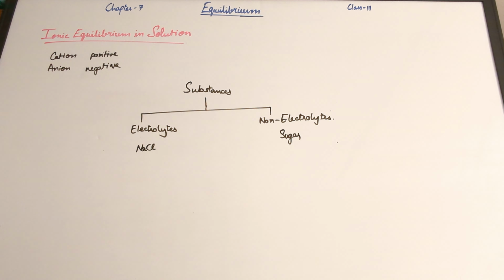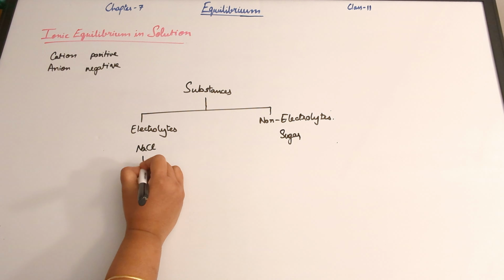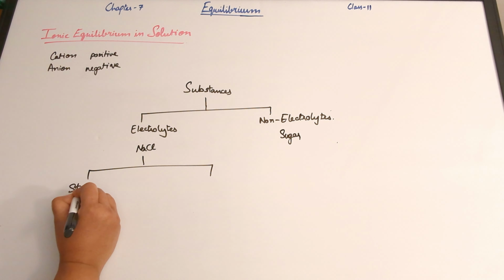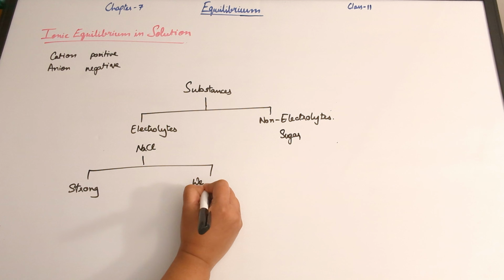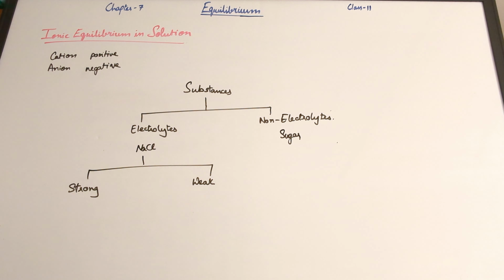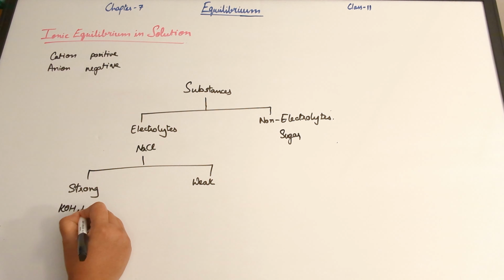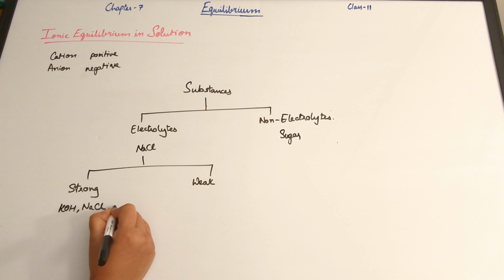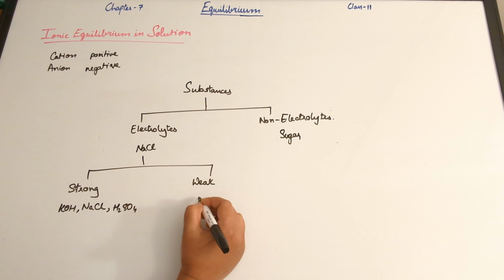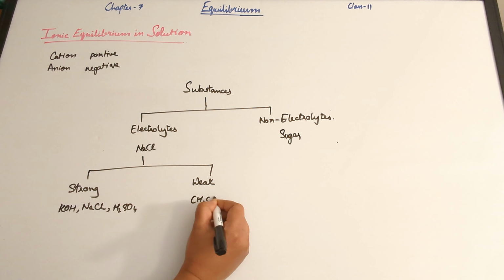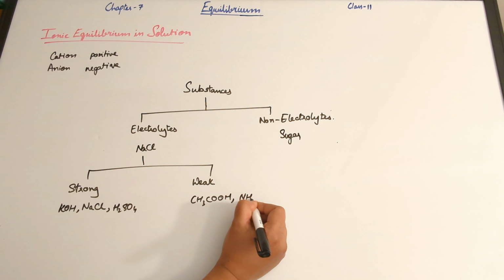Electrolytes are also further classified into two: strong electrolytes and weak electrolytes. So what do you think is the difference between the two? Strong electrolytes are able to ionize to a great extent in aqueous solution, whereas weak electrolytes are not able to ionize to a great extent. Examples of strong electrolytes are KOH, NaCl, H2SO4. Weak electrolytes examples can be CH3COOH, NH4OH.